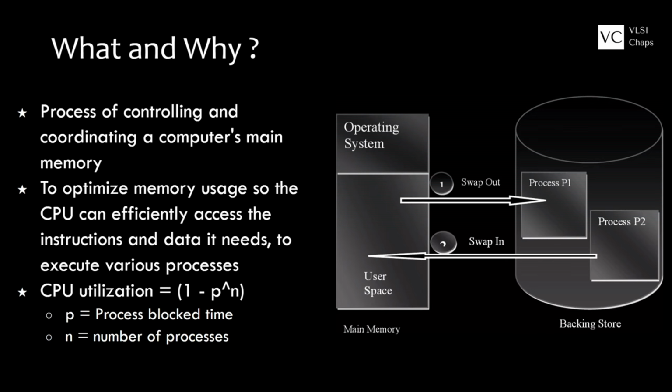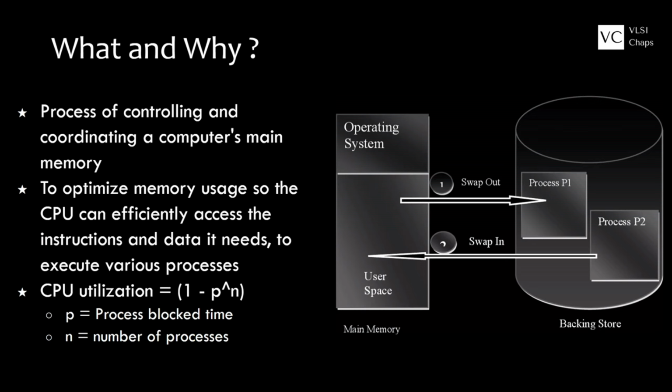Now instead of 1, let's take 2 processes, and both have a similar idle time of 0.5. Here the processes are 2, so n will be 2. If I use this formula, then 1 minus 0.5 raised to 2, that means 1 minus 0.25, which is 0.75. So now the CPU utilization will be almost 75%. If we increase one process, CPU utilization goes from 50% to 75%. So the point here is that the more processes you load into the main memory, the higher the CPU utilization will get.